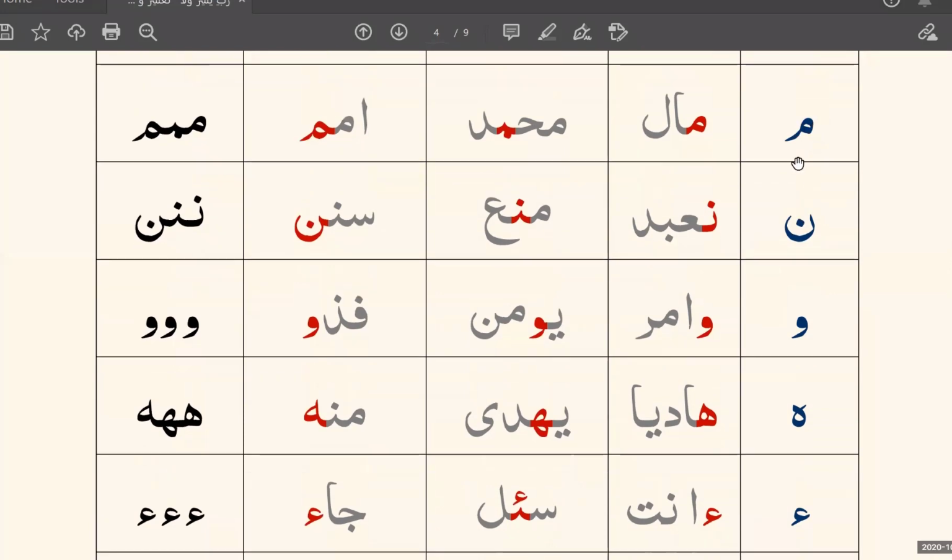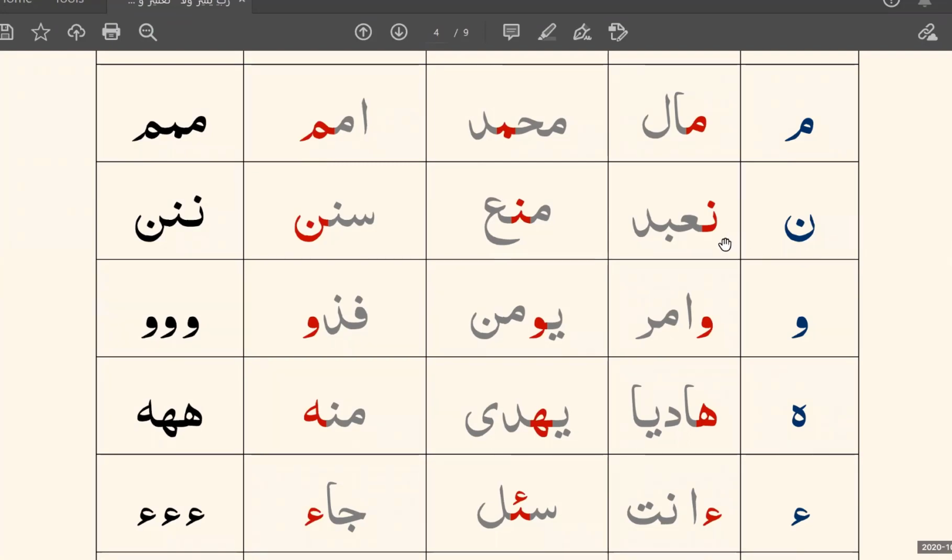Okay, this line, top line. Mim. No, one minute, it's in the last column, number 5. Mim, again mim. Mim, and mim. Mim, mim. Yeah, next line.